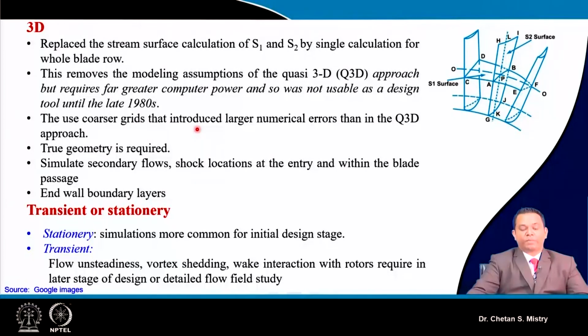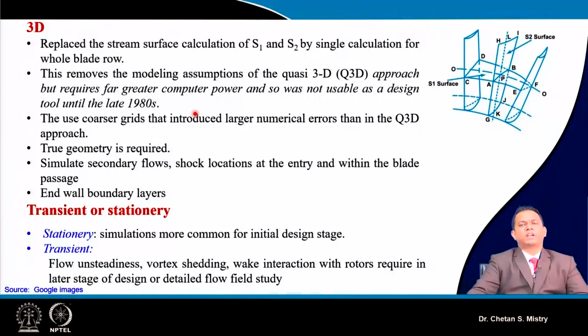The simulation of secondary flow, shock location at the entry within the blade passage, and end wall boundary layer, all that analysis is possible now with 3D solvers. But the fundamentals have come from Wu's analysis, and later on people have modified the code in order to achieve detailed flow field study.